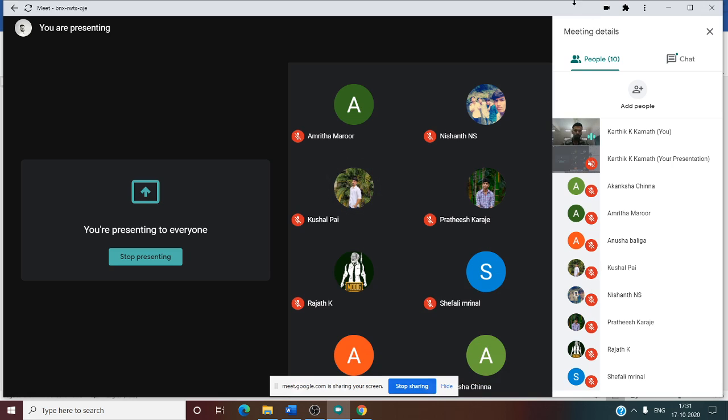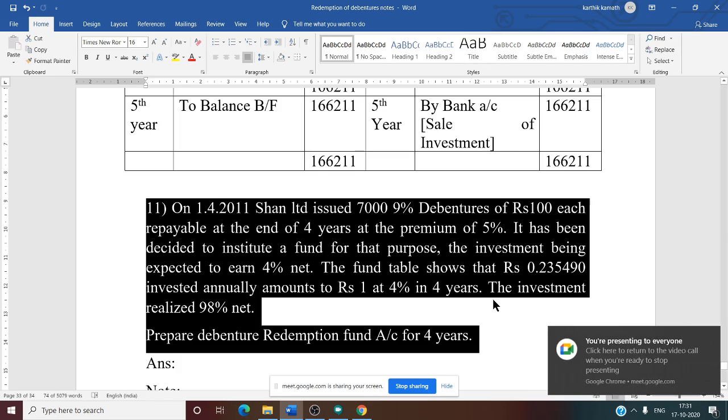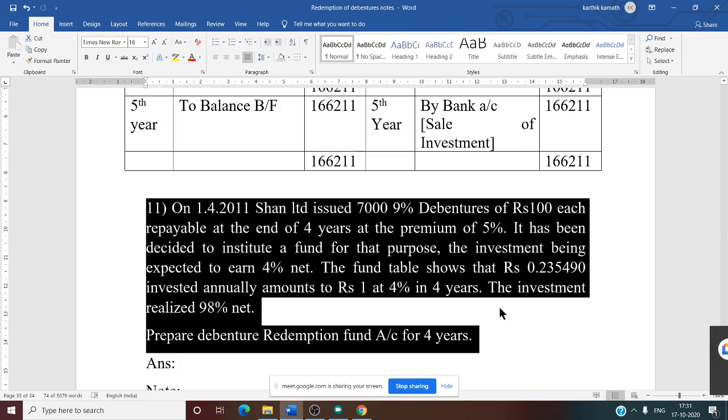So now we were talking about the last problem in this, how to calculate the loss on issue of debenture. We have discussed: see how to calculate the total premium, par plus premium minus par value. We will get the loss on issue of debenture. Then investment realized 98% net means there is a loss. How is there a loss? That is less than 100%. So there is a loss.